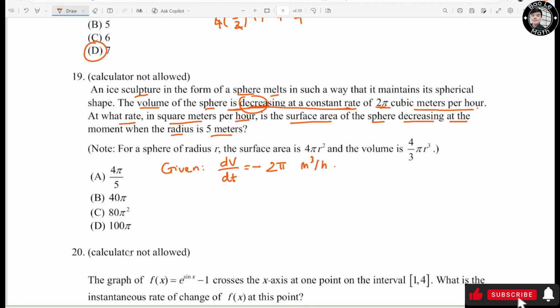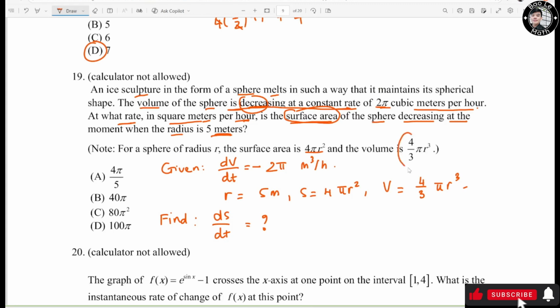Now what else are you given? You are given the radius is 5 meters. You are given the surface area is 4 pi r squared, and the volume is 4 over 3 pi r cubed. Now, what do you need to find? You need to find the rate of the surface area, so we need to find dS/dt equals how much. Now we're going to set up the equation, starting from the volume.